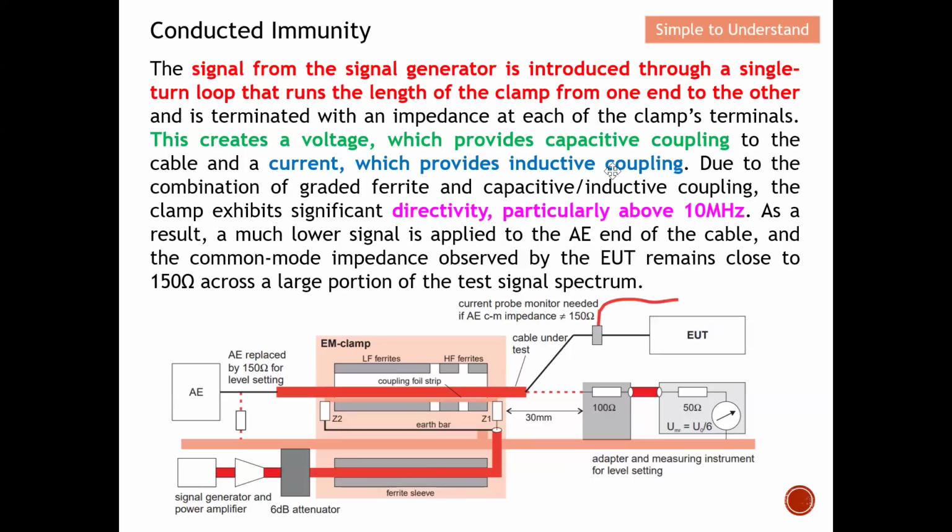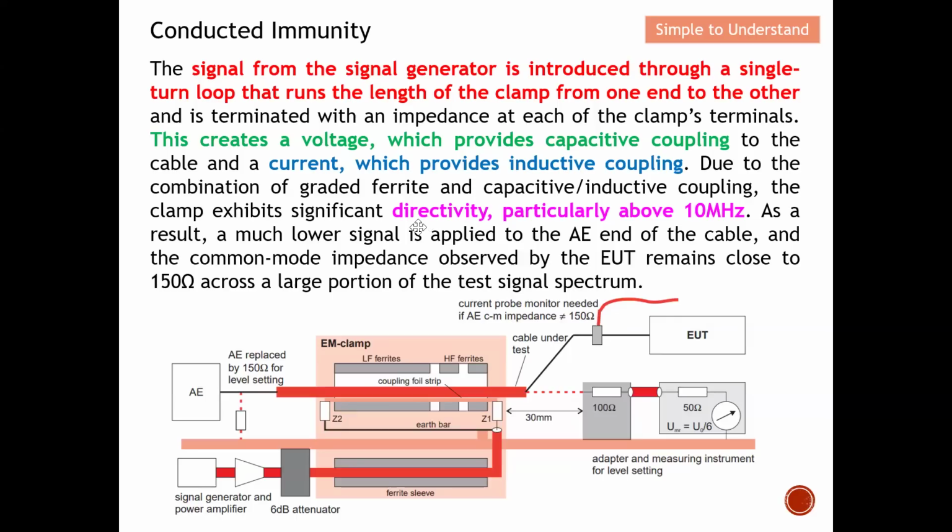So over here, you can see that the EM clamp has both capacitive and inductive coupling. Due to the combination of the graded ferrite and capacitive and inductive coupling, the clamp exhibits significant directivity, especially when the frequency is above 10 megahertz. Remember, I told you earlier on, the test is to move towards the EUT rather than to the AE. So the signal must be directive. I want probably more than 90% to actually travel towards the EUT rather than to the AE. Because of this, I need to ensure it is directive.